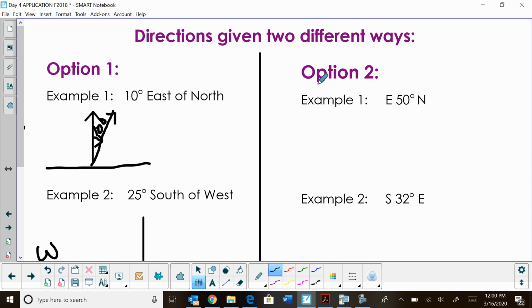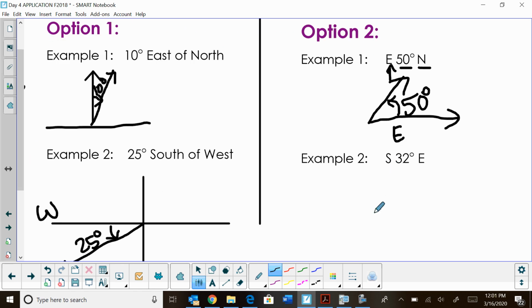Okay, there's a second option that we might have drawn, and this is east 50 degrees north. So instead of being east of north, your main direction is east, and you're going 50 degrees north of that. So on this one, you're going east, and then you're drawing 50 degrees north of that east direction. So there's how you would draw that.